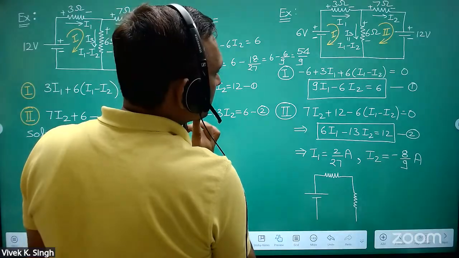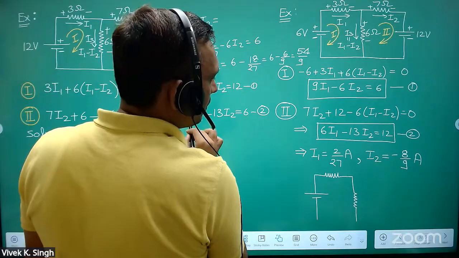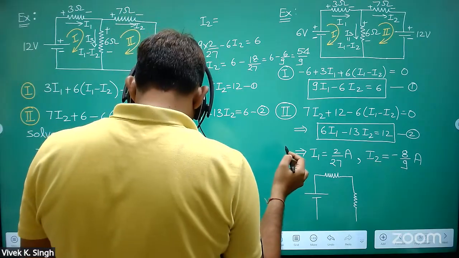Minus 12 by 13. I think it will be 48 by 9. This will be 48 by 9.